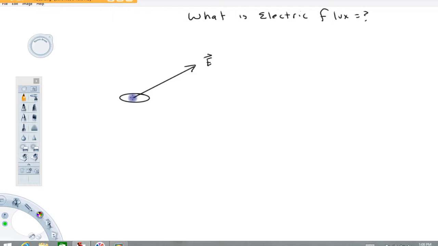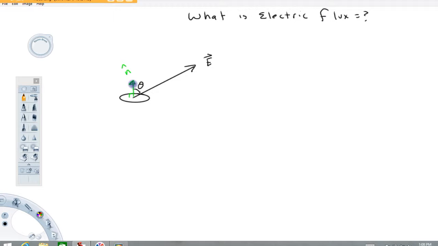So what I'm going to do is put a vector this way in green. I'm going to call that the normal, and that's going to be a unit vector. This little caret symbol means unit, and it's at a right angle. That's why I'm calling it a normal. You'll notice that there is now an angle between the electric field and the normal.